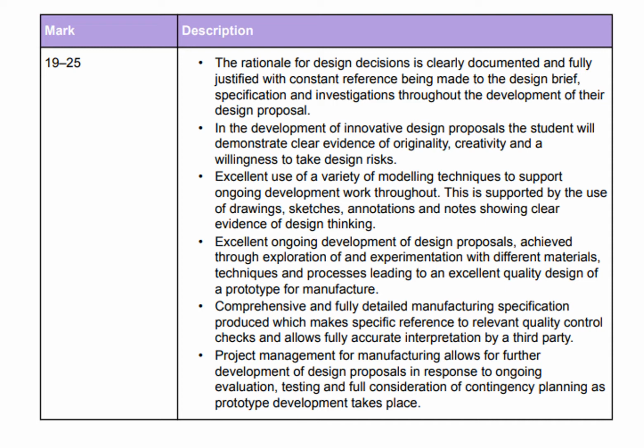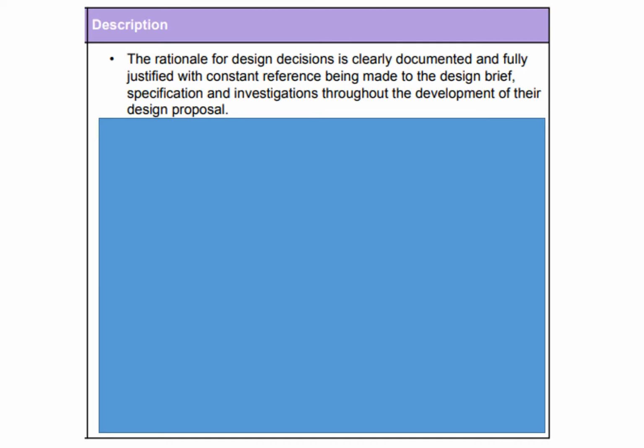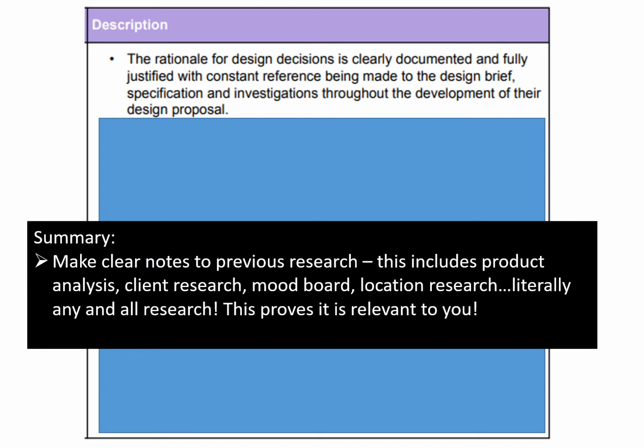So we'll go through each part, each bullet point, and actually summarize it and dissect what they are actually looking for. So first one. The rationale for design decisions is clearly documented and fully justified, with constant reference being made to the design brief, specification, and investigations throughout the development of their design proposal. So what does this mean? It means the following. Make clear notes to previous research.